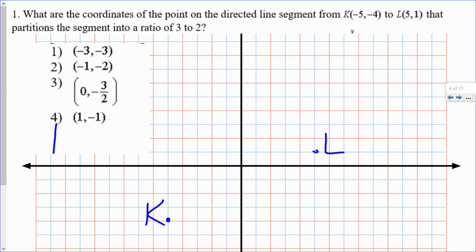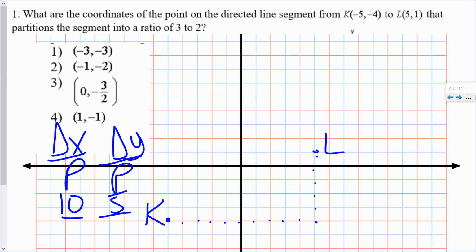Our first step is to find delta x over p and delta y over p. Now this is the same delta x and delta y that we used with distance and slope. So I'm going to count from one point to the other. Delta x is 1, 2, 3, 4, 5, 6, 7, 8, 9, 10. And delta y is 1, 2, 3, 4, 5.